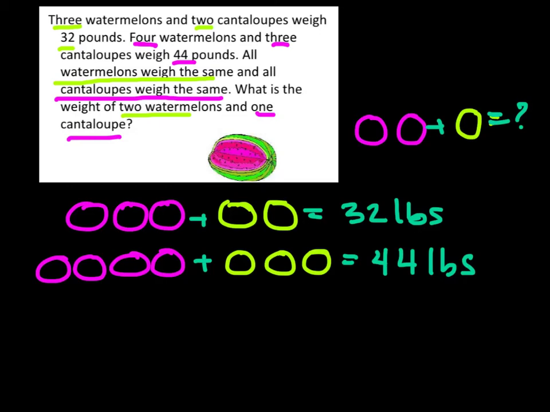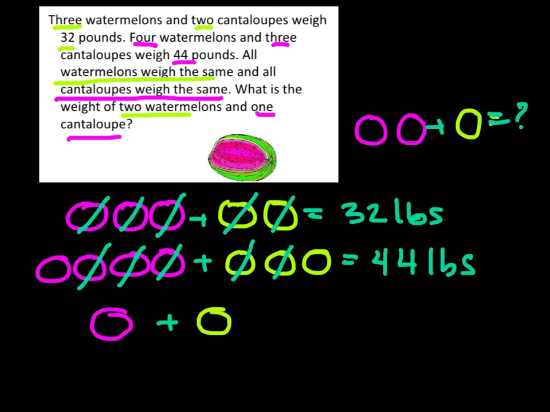I'm going to find similar things between the top and the bottom. If I look at my first equation, I have 3 watermelons, and I have 4 watermelons in my second equation. So that means I could find the pairs and sort of get rid of them, and what's left over is 1 single watermelon. And for my cantaloupes, I have the same sort of thing. I have 2 sets, and I have 1 single cantaloupe left over.